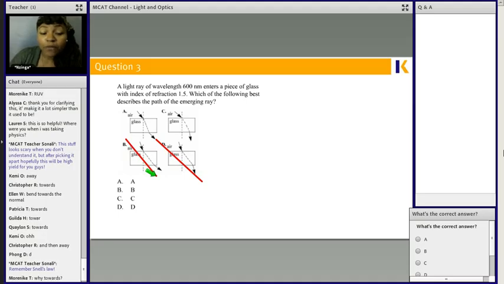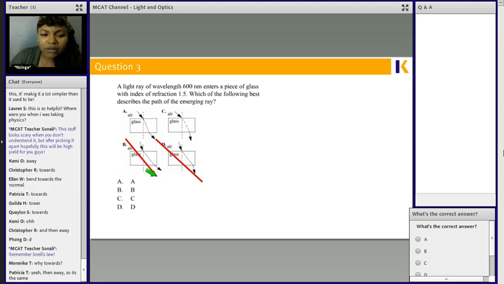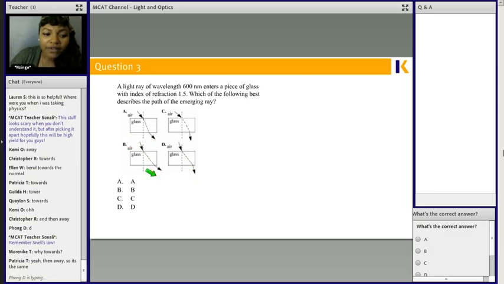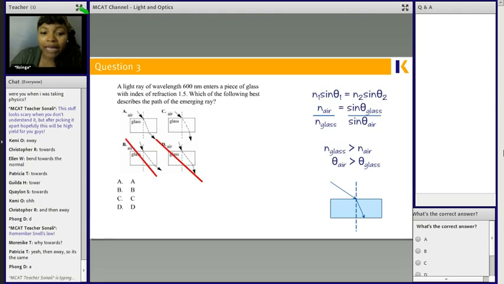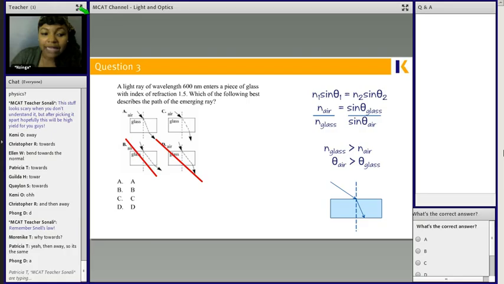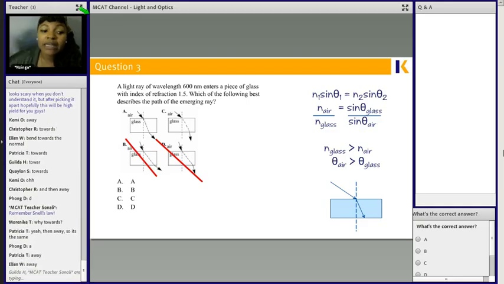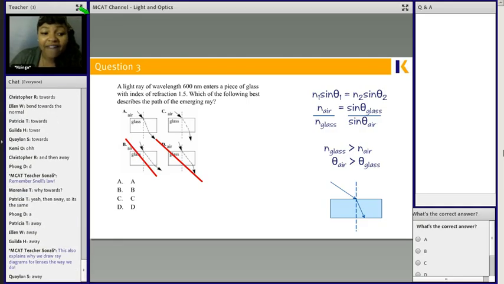And then if we take a look at that idea, we can figure out, as it goes back into the air, what should happen to the light ray? Should it bend away or should it bend towards the normal? As it goes back into the air and can more easily travel, it should bend away. That's how we know that our correct answer choice is indeed going to be A.